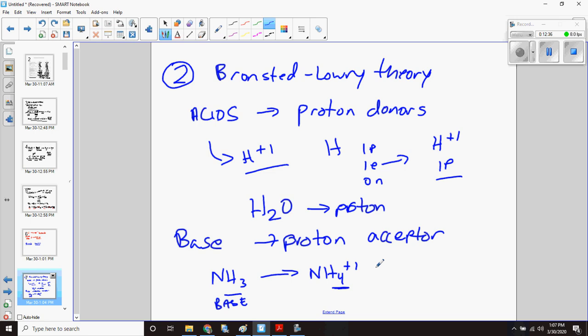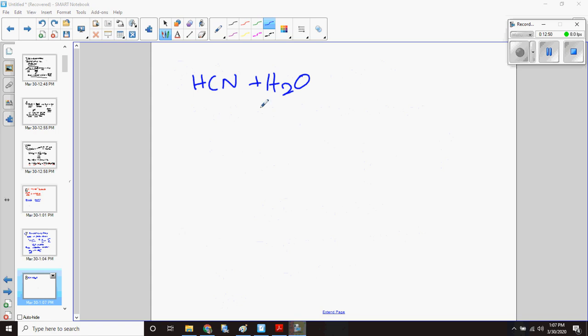Okay, so let's put Bronsted-Lowry theory into action. Let's show how we can use Bronsted-Lowry to prove why acids are acids and bases are bases. So I want to talk about Bronsted-Lowry theory in this particular case. This is HCN. This is what we know to be a weak acid. There's a bunch of weak acids out there. Baking soda is a weak base. Acetic acid, citric acid, ascorbic acid, those are all weak acids.